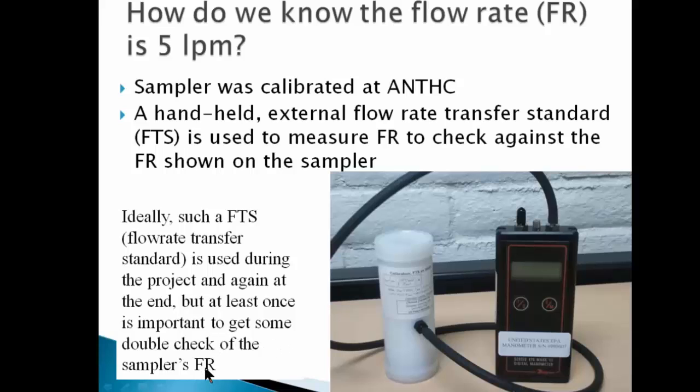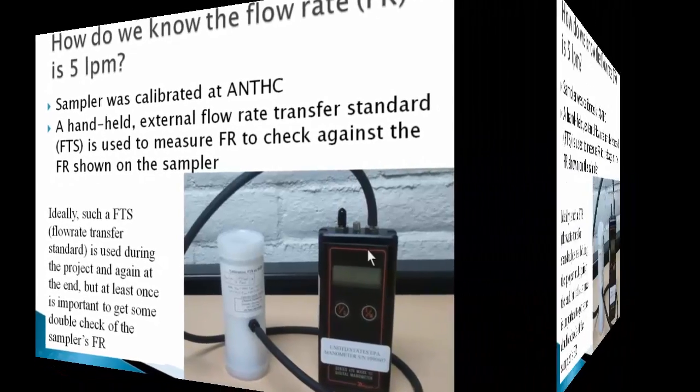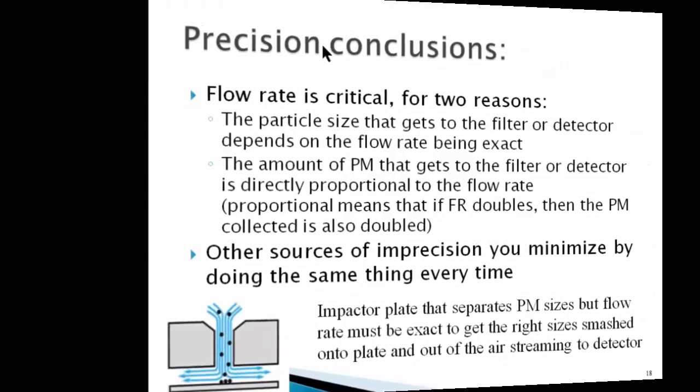It's important to get some double checking of the sampler's flow rate. So this again is called a flow rate transfer standard. A lot of times I call it a handheld because your device has a flow rate detector in it also, but this is an external one. It's like a double check. So the conclusions about precision.